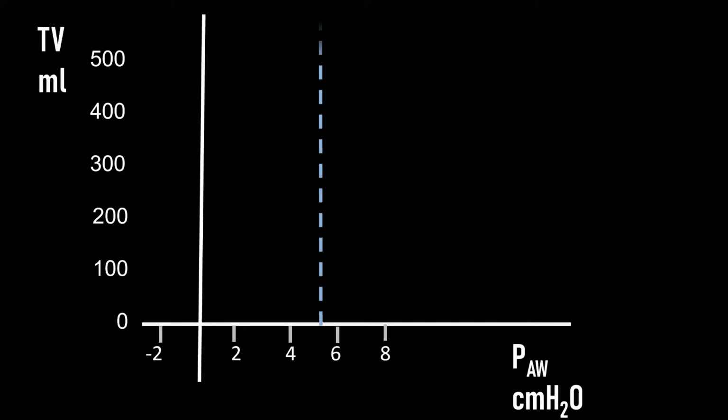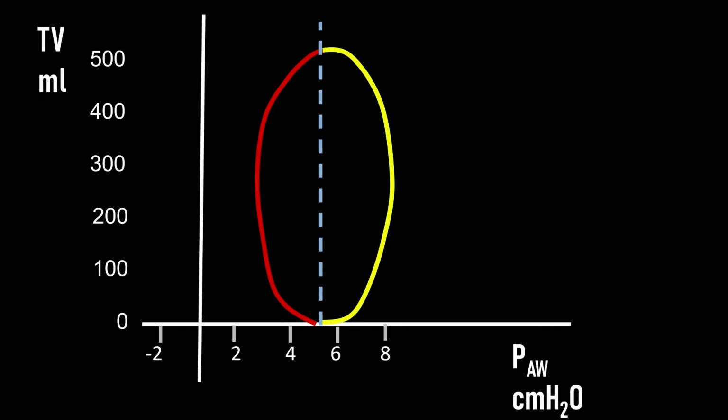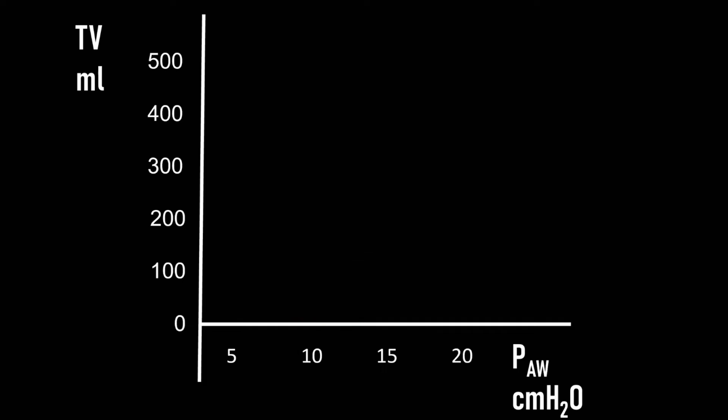In this situation, we've set a PEEP of 5 centimeters of water and the patient is breathing spontaneously. And this is what it looks like, that same loop, slightly negative initially, slightly positive subsequently. And this is the picture you see with CPAP, continuous positive airway pressure. Again, here's our PEEP.